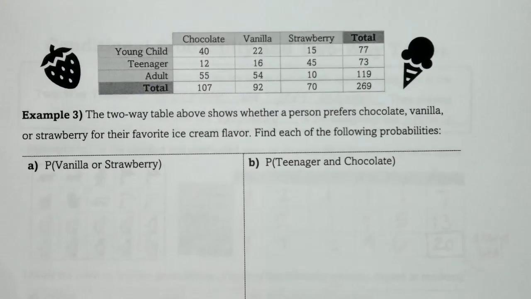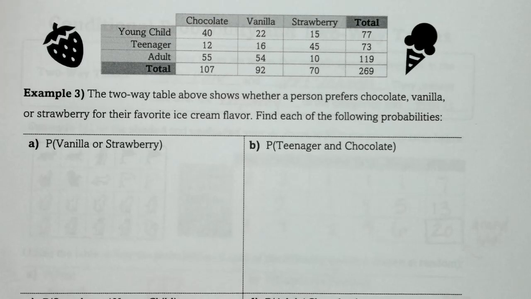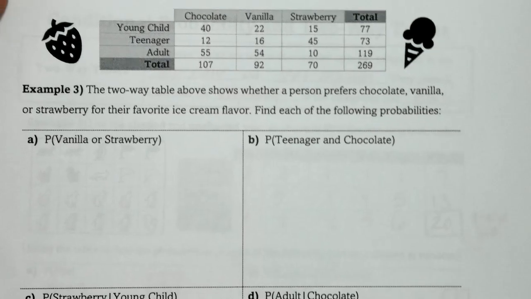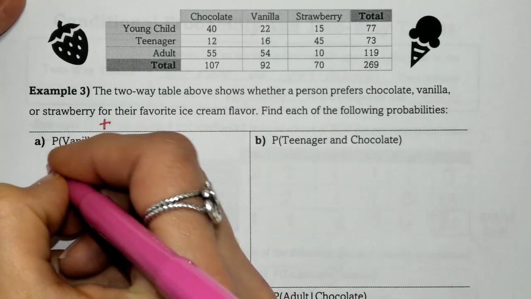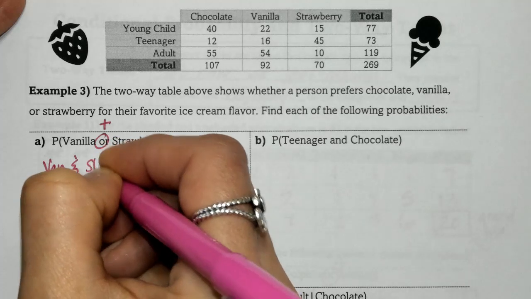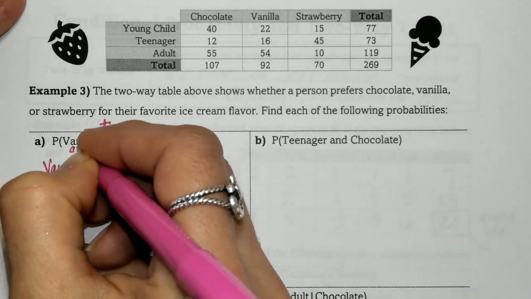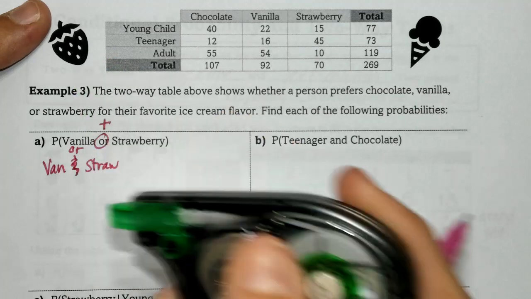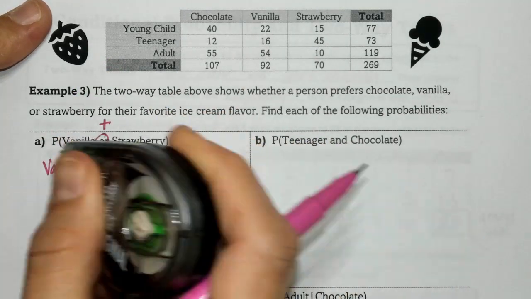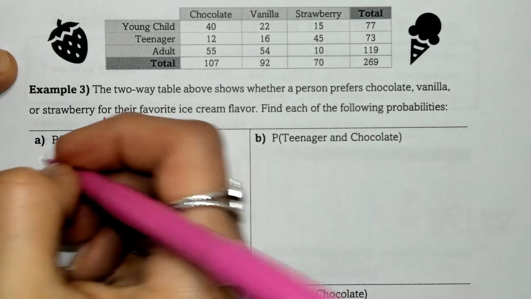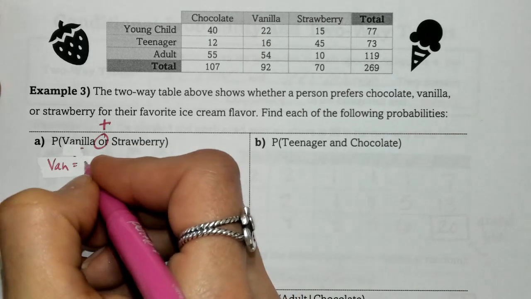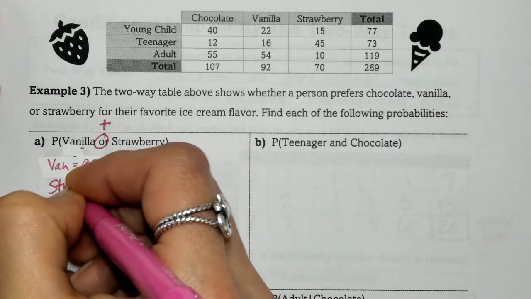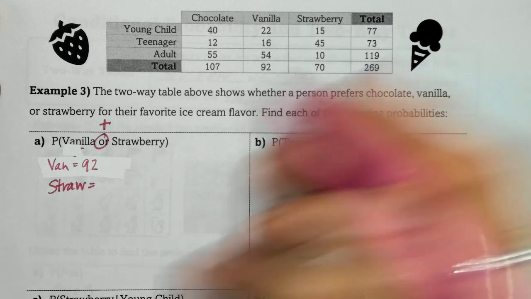Last example, we've got ice cream, and whether we're talking about a young child, a teenager, or an adult. These are going to be the flavor preferences. The first one here is vanilla or strawberry, which tells us to add. Let's say how many vanillas there were. Total vanillas, 92. Strawberry, total strawberries was 70.